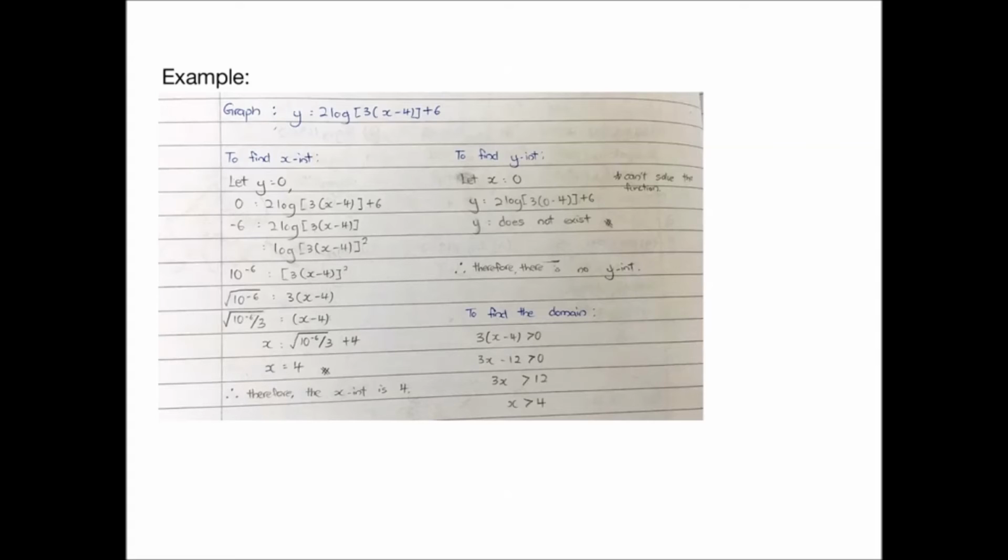Now, the second step will be to find the y-intercept. To find the y-intercept, we have to let x equals to 0. Now, y equals to 2 log bracket 3 bracket 0 minus 4 close bracket plus 6. Because log 0 is undefined, therefore there's no y-intercept.